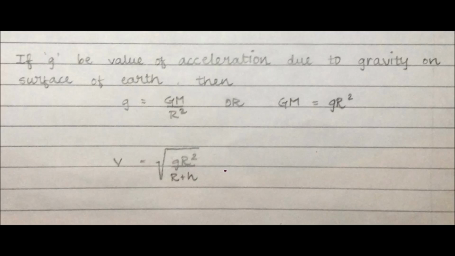If g be the value of the acceleration due to gravity on the surface of the Earth, then g is equal to G M upon R squared, or G M is equal to g R squared. Now we substitute G M in the above equation of the orbital velocity. So finally, we get the orbital velocity equals the root of g R squared upon R plus h.